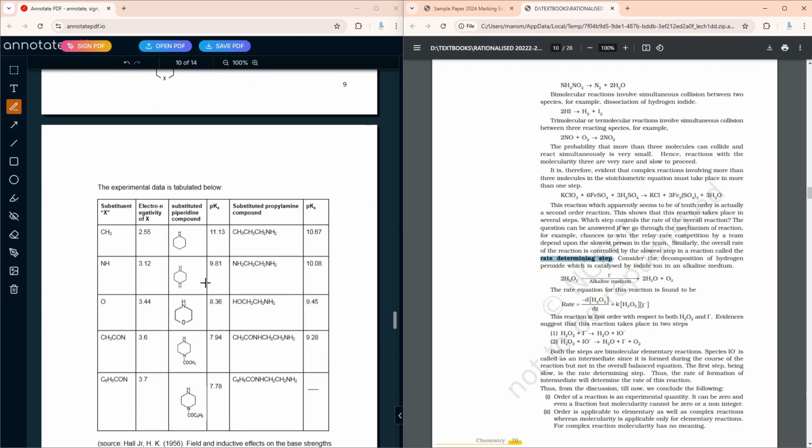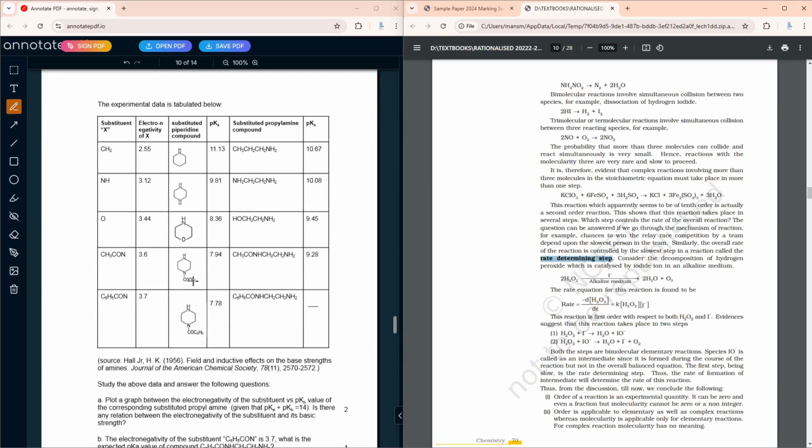So basically, they've given us experimental data which gives us the substituent, the electronegativity of that substituent, substituted piperidine pKa, and substituted propylamine pKa. So they've given us the values of pKa. Now study the above data and we need to answer the following questions. Plot a graph between electronegativity of the substituent versus pKb value of the corresponding substituted propylamine. So essentially we need to plot a graph between electronegativity of X and the pKb.